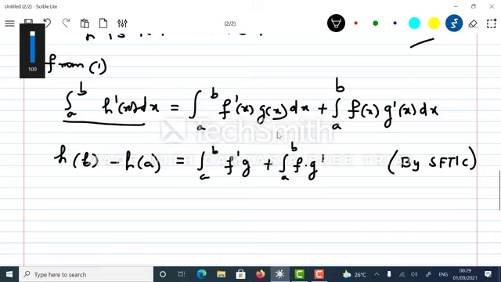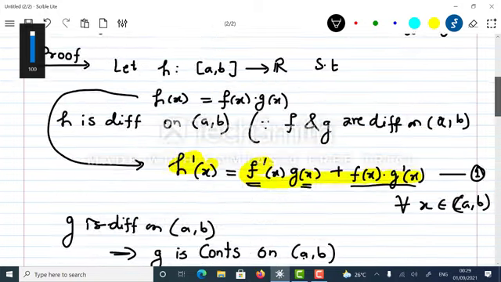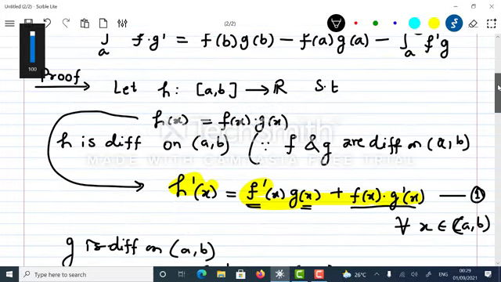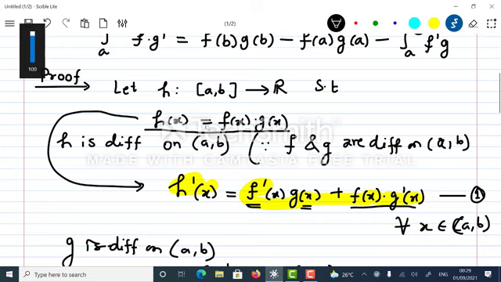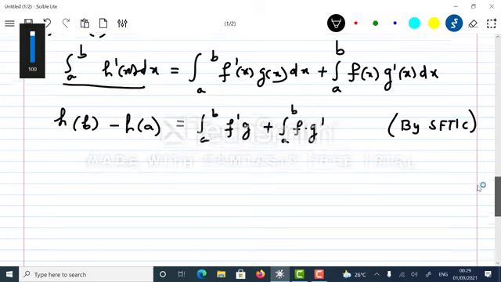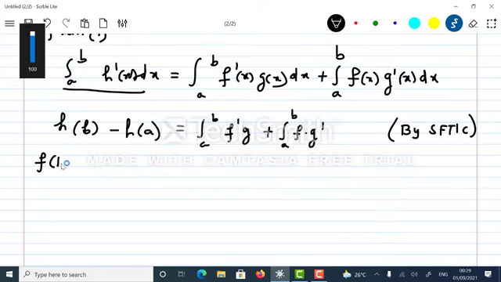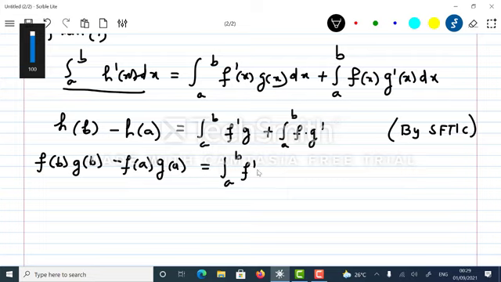But what is h of b? I know what is my h. At the very initial I wrote what is h. So h of x is equal to f of x into g of x. So h of b will be f of b into g of b. h of a will be f of a into g of a. So h of b minus h of a will be f of b g of b minus f of a g of a, which is equal to integral a to b f dash g plus integral a to b f g dash.